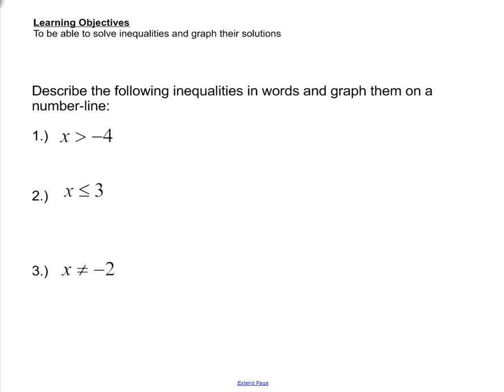The learning objectives for this video are to be able to solve inequalities and graph their solutions. So first, describe the following inequalities in words, and then graph them on a number line. Pause the video and try that out.